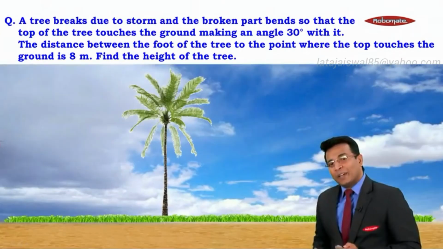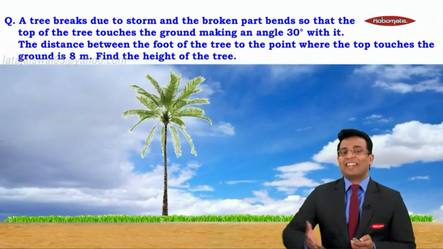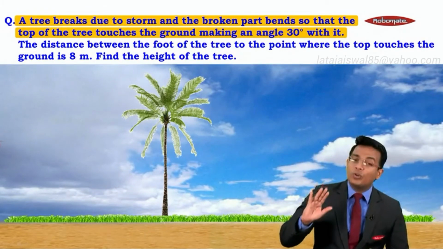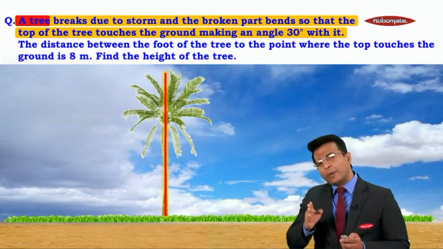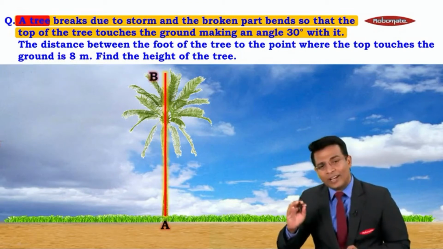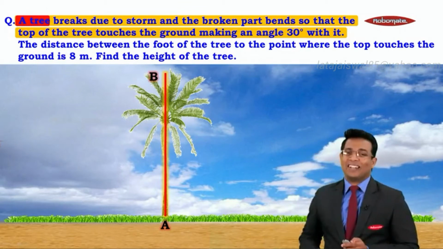Now, when we read this particular sum, we at least realize that there has to be a tree first, right? So, we have a tree here. This tree breaks due to storm. So, first of all, we have a tree and we just take this as a perpendicular segment. You remember? And let's say this segment we have taken as AB. So, AB is nothing but the length of that particular tree.